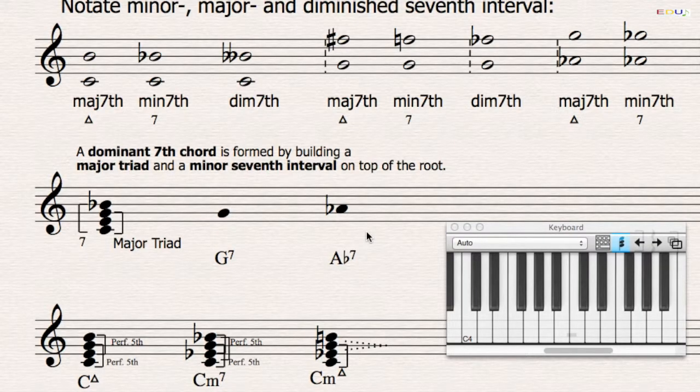And welcome back everyone. Today we are going to build dominant seventh chords. To build a dominant seventh chord, build a major triad, and on top of the root note, build a minor seventh.